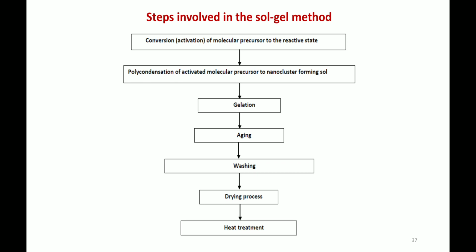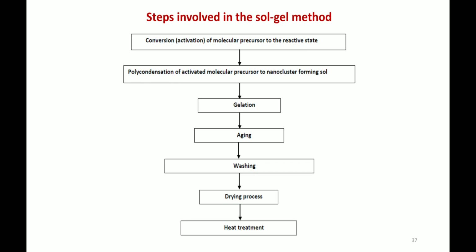So once we understand what is Sol and what is gel, let us try to understand the different steps involved in this method. The first is conversion, that is the activation of the molecular precursor to the reactive state. Initially we have some precursors, and what is important is that we have to activate these precursors to the reactive state so that they start to react.